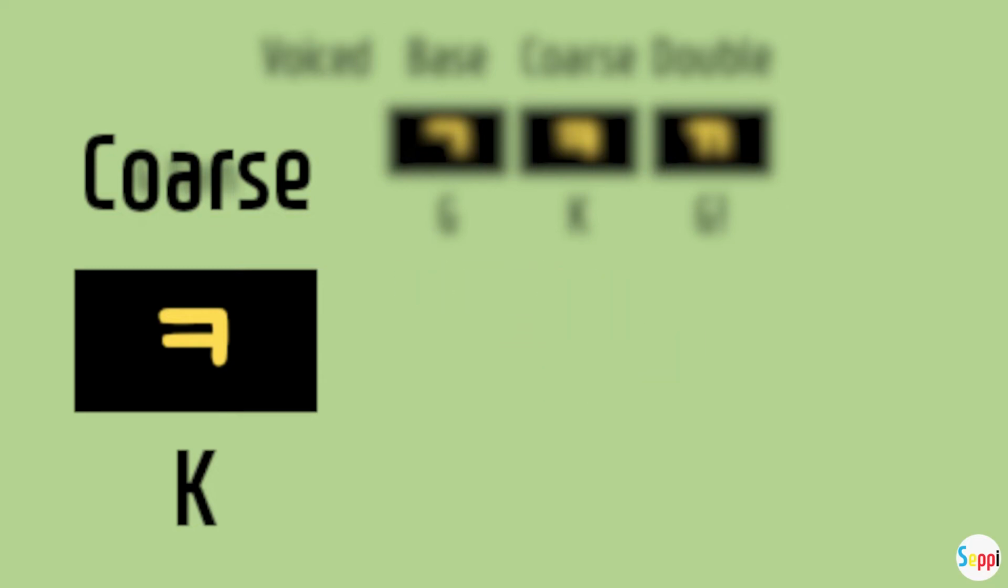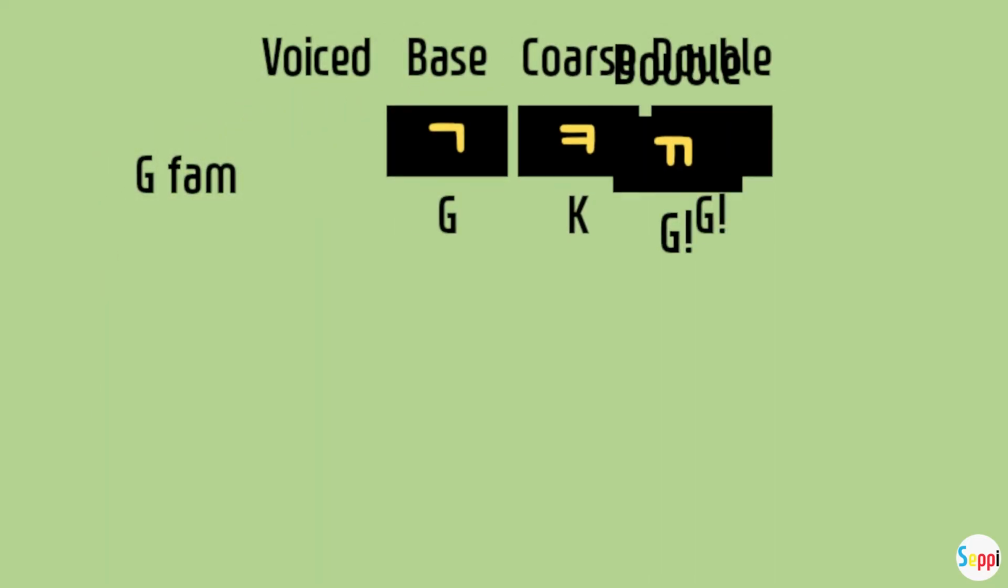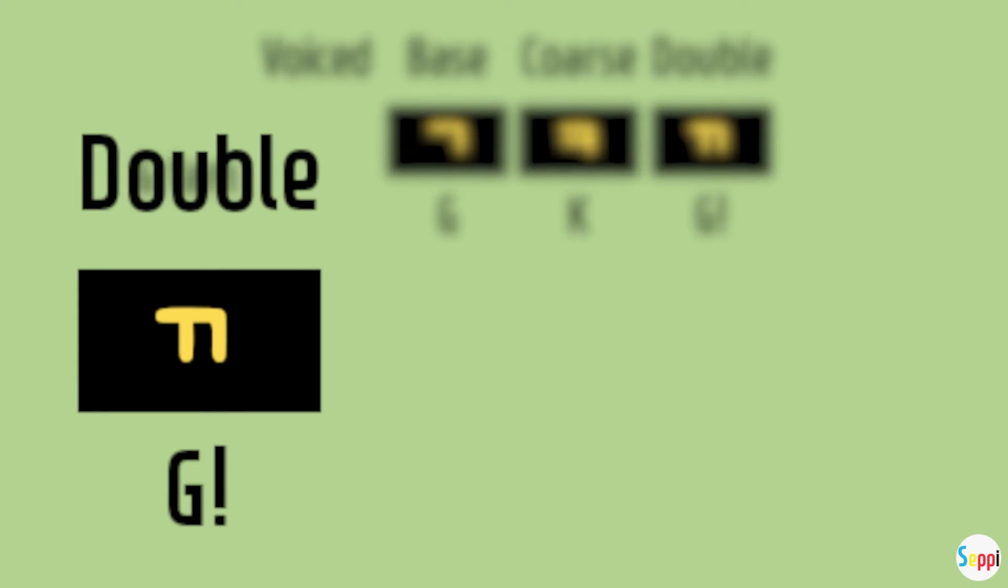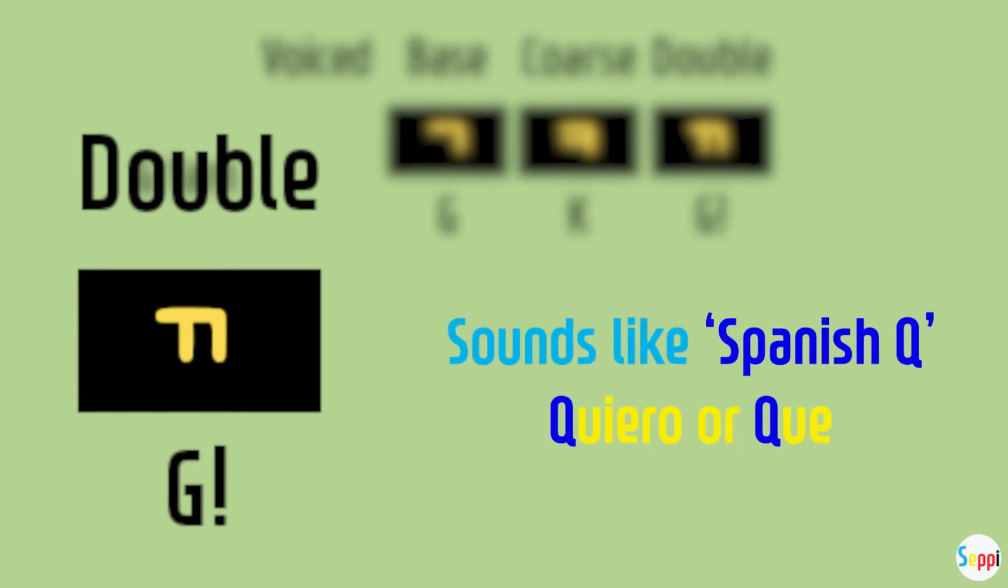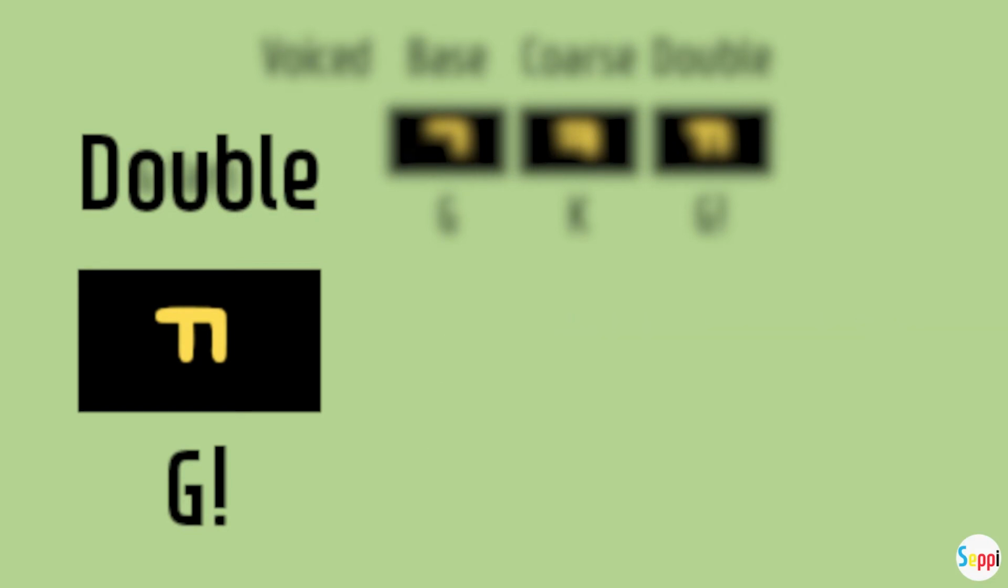This next one, which is a double G, represents a very strong K sound like the Spanish Q in quiero or que. By the way, what is this double column? Double consonants can be shaped by putting two base consonant figures in a redundant way, and doubles have the strongest sound in their respective families. Let's come back to the G family.